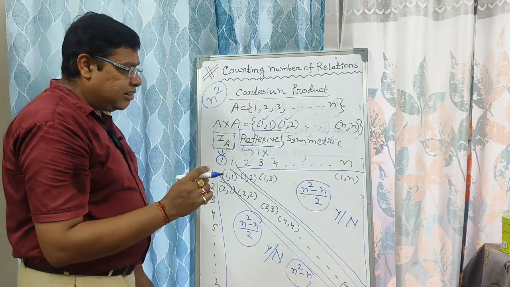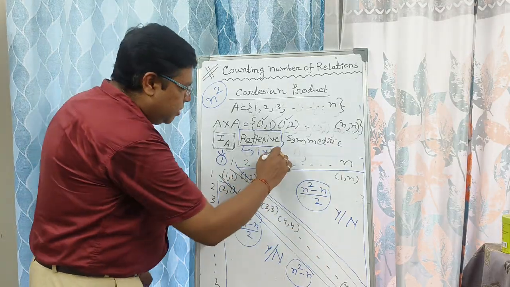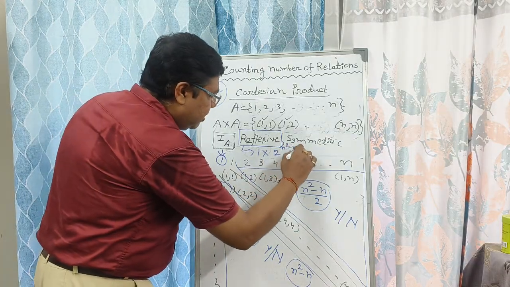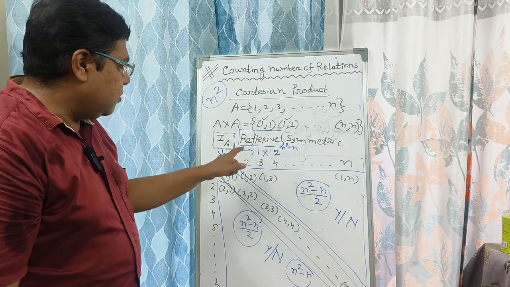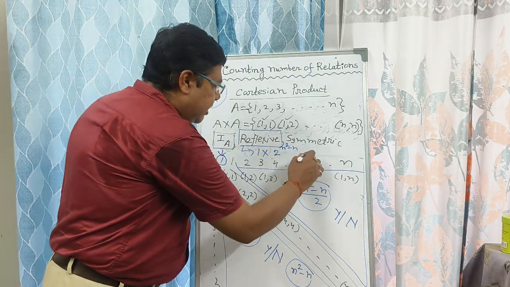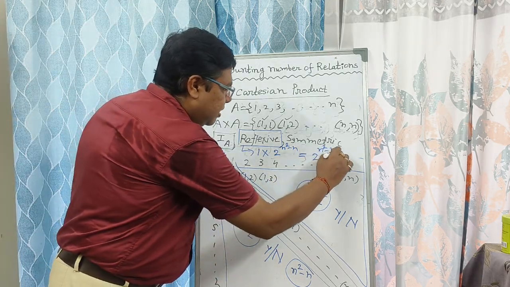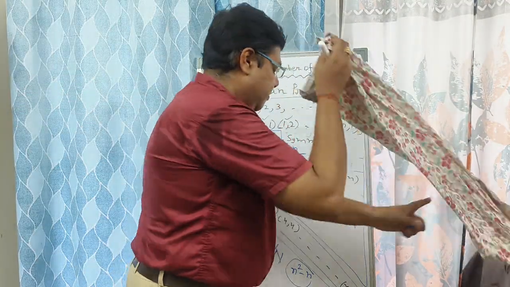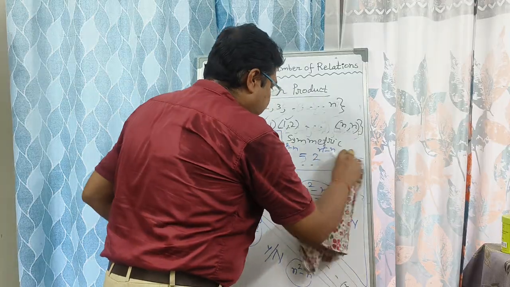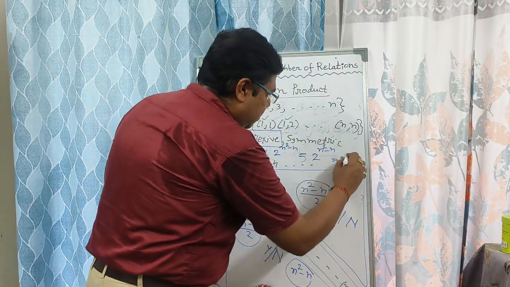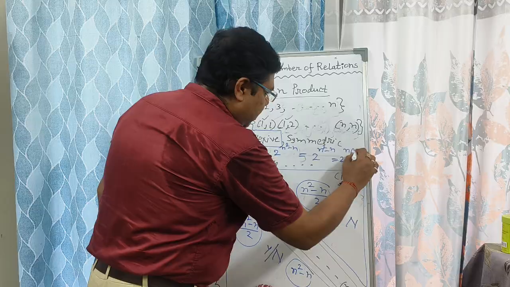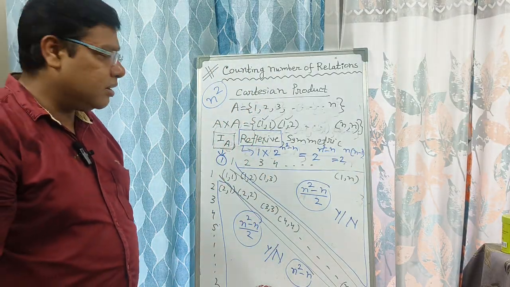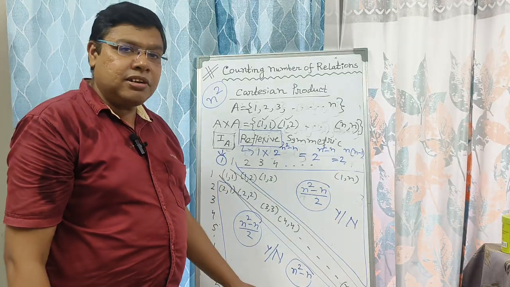So for these elements, we have two options for each, so 2 to the power n square minus n. Clear? So the number of reflexive relations I am getting here is 2 to the power n square minus n. If I write it in a proper way, I will get 2 to the power n(n minus 1). These many reflexive relations are possible.